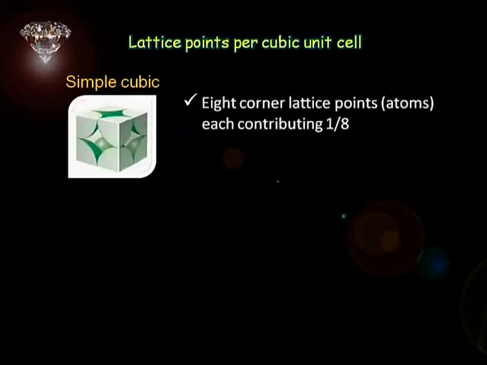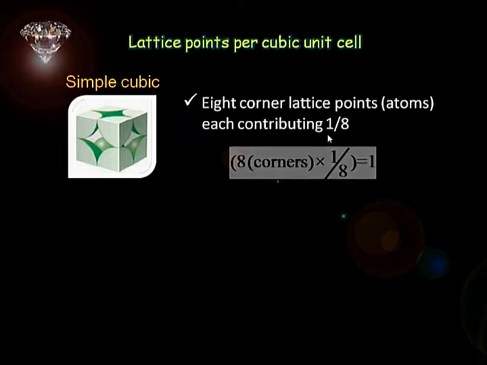Now, on the basis of this, let us try to compute the lattice points per cubic unit cell. We start with the simplest one, a simple cubic. In case of the simple cubic unit cell, we have only corner atoms, and we just mentioned earlier that each corner is shared by 8 small unit cells. So, there are 8 corner lattice points or atoms contributing 1/8 each, and since there are 8 of them contributing 1/8 each, the total comes out to be 1. That means, there is 1 lattice point or 1 atom per simple cubic unit cell.